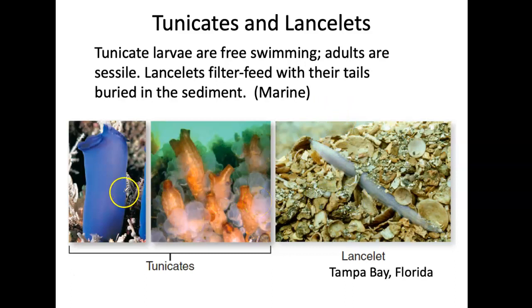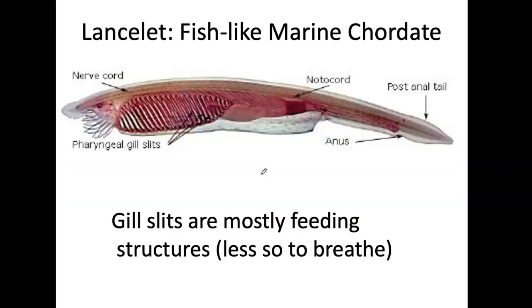In the tunicates, the larvae are free swimming, which means they sort of disperse and then land somewhere, and then the adults attach somewhere and stay. So very simple organisms. There's the lancelet again. And the gill slits here are mostly feeding structures, less so to breathe and more so to feed.